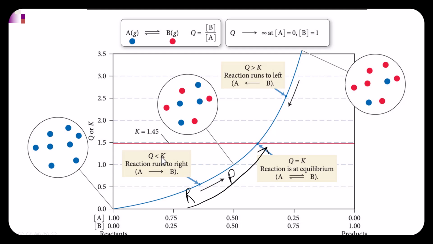So Q is less than K. We have not reached equilibrium yet, right? We still have too many reactants. So we need to push this reaction towards the products to get to equilibrium. We haven't made quite enough product yet.